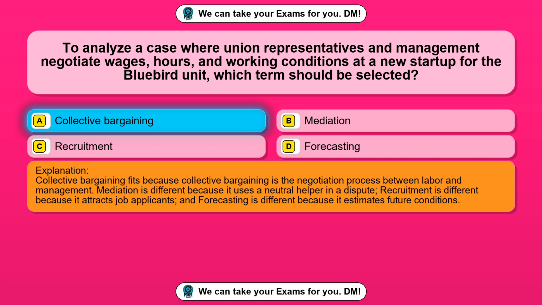Collective bargaining fits because collective bargaining is the negotiation process between labor and management. Mediation is different because it uses a neutral helper in a dispute, recruitment is different because it attracts job applicants, and forecasting is different because it estimates future conditions.